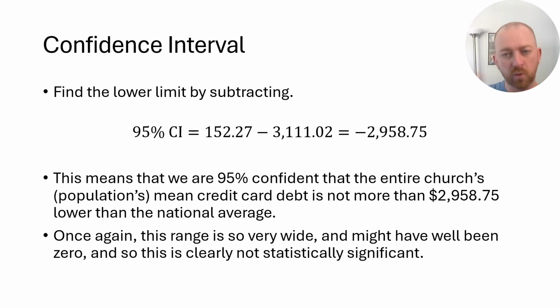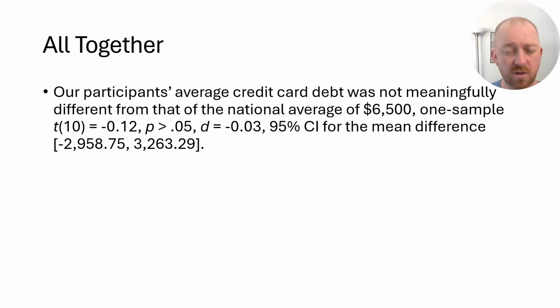Okay. So once again, that's a very wide range, negative 2,000, almost 3,000, and upwards of 3,000 positive, of course, includes 0 in there. And so we knew it was statistically non-significant anyway, but that's just one more nail in the coffin, so to speak. So again, what we have here is essentially no effect whatsoever of the difference here. We found no difference whatsoever between our sample in this church and the national average, okay, using that as our criterion. So this is the way that we can summarize this.